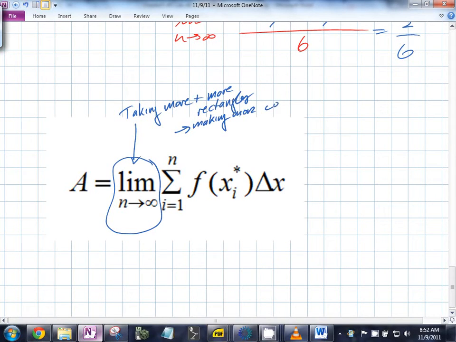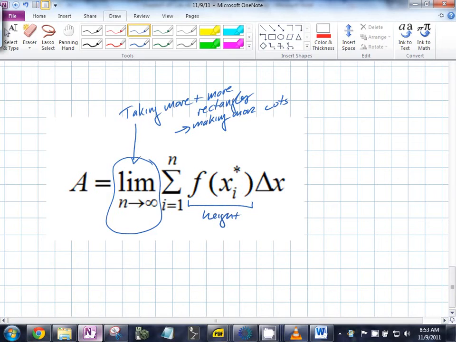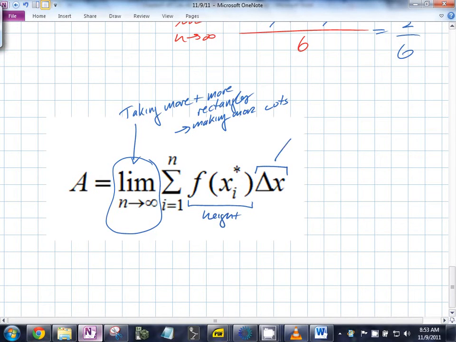Focus on this for a second here. What was f of the value? What did that tell us? The height. This right here is the height. And what's this right here? That's the width, right? Delta x is going to be the width of each of these pieces. Xi is which x value between the a and the b value.